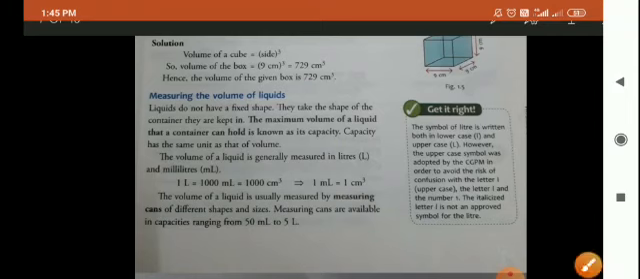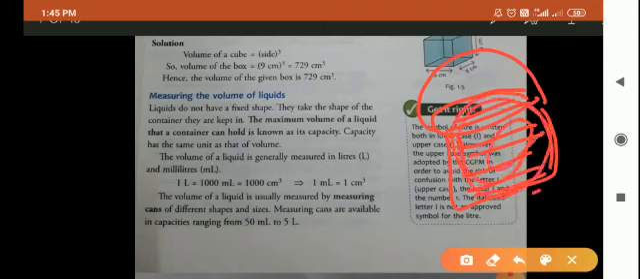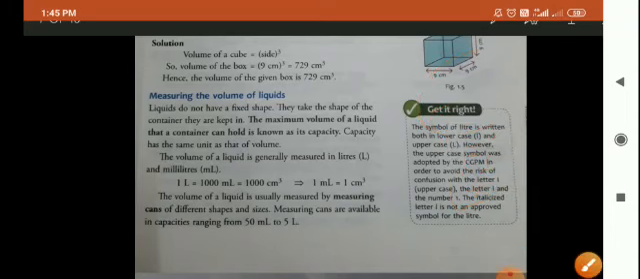Now the next topic is finding the volume of liquids. Now you know for liquids the volume will be the amount of space enclosed by a liquid. Suppose if I take a bucket, whatever liquid occupies the space in the bucket, that will be the volume of the liquid. Okay, so here the definition is given also, and before that let us read this first line. Liquids do not have fixed shape.